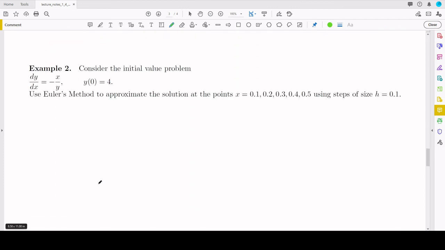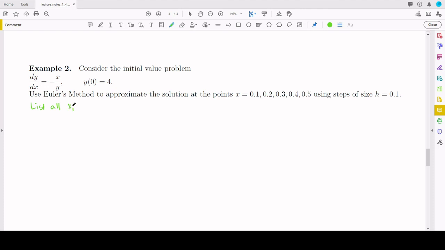Okay, now let's do one more example. Consider the initial value problem dy/dx equals negative x over y, where y(0) equals 4. Use Euler's method to approximate the solution at the points 0.1, 0.2, 0.3, 0.4, 0.5 using steps of size h equals 0.1. So here we don't have to calculate h. h is given.